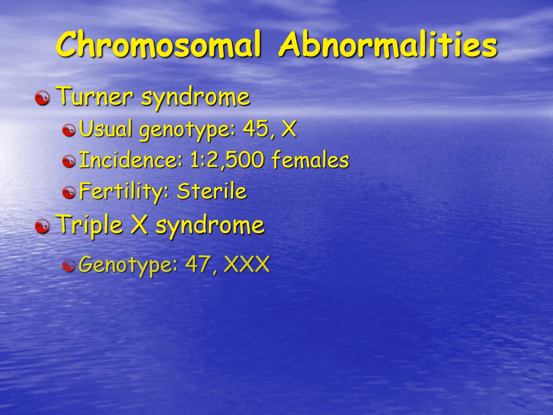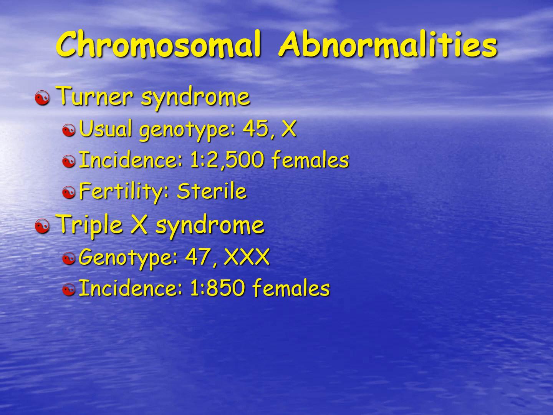Triple X syndrome is a 47 genotype with XXX in the 23rd pair. Phenotypically, we don't see any changes. Incidence is probably pretty frequent, about 1 in about 850 live female births. Fertility is usually not impaired because most of the eggs that would be produced, if they do have two X's in the 23rd pair, oftentimes actually die before they could even be fertilized. And so only eggs with a single X in the 23rd pair can survive.